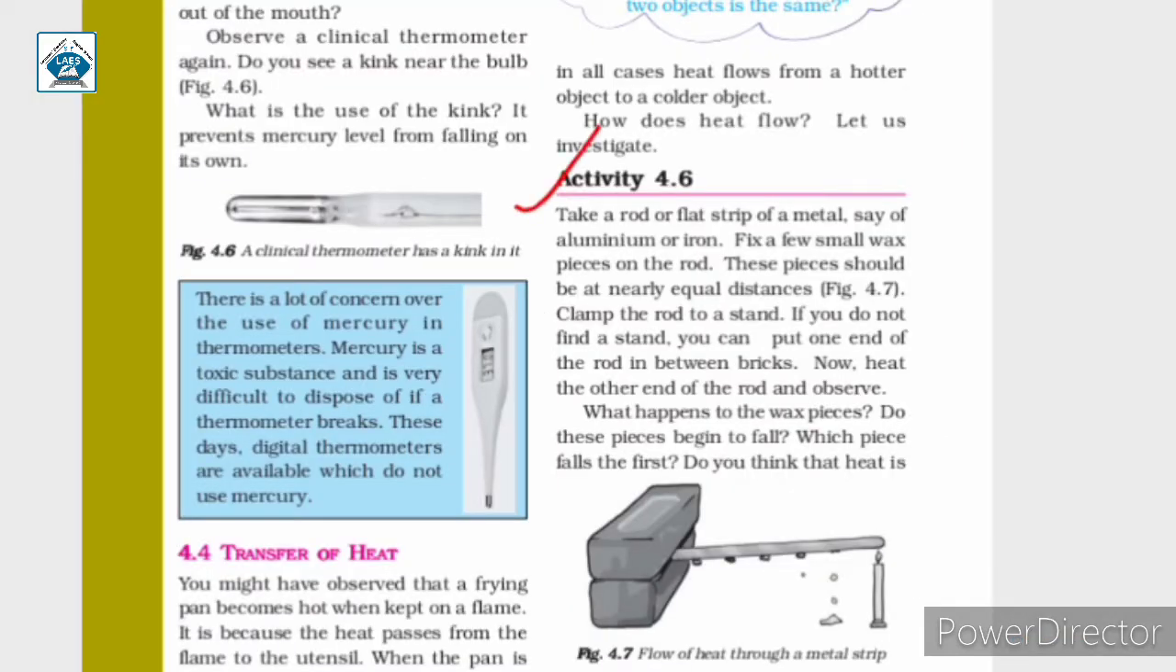Activity 4.6. Take a rod or a flat strip of a metal, say of aluminium or iron. Fix a few small wax pieces on the rod. These pieces should be at nearly equal distances. Clamp the rod to a stand. If you do not find a stand, you can put one end of the rod in between bricks. Now, heat the other end of the rod and observe.